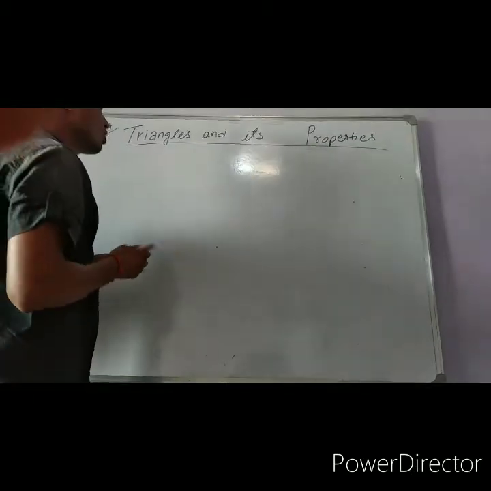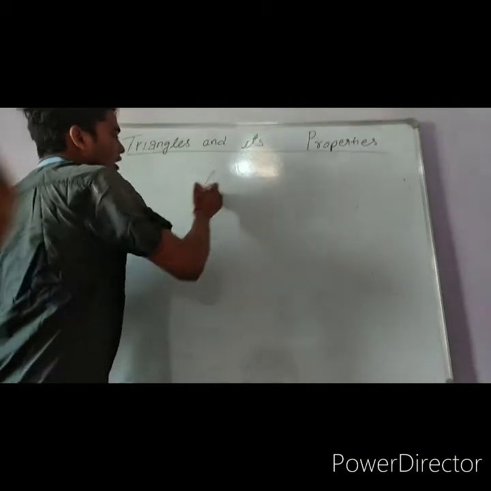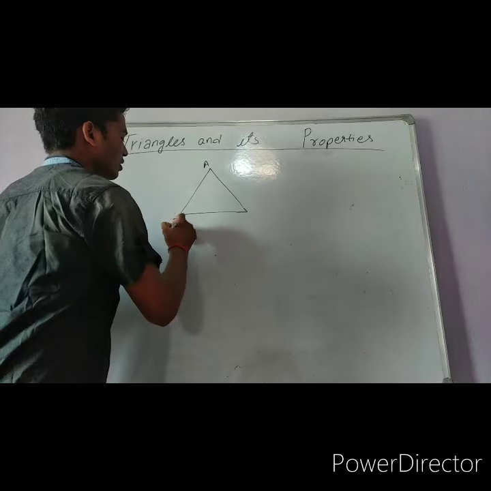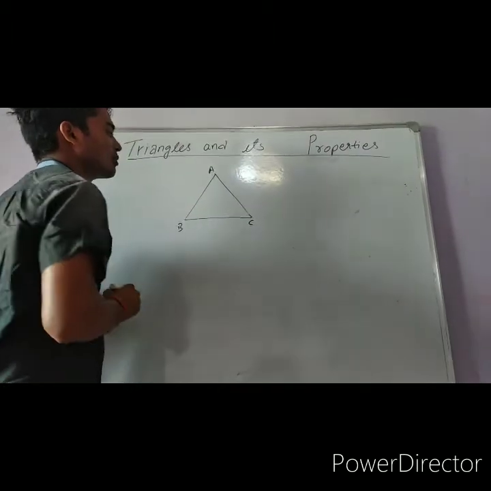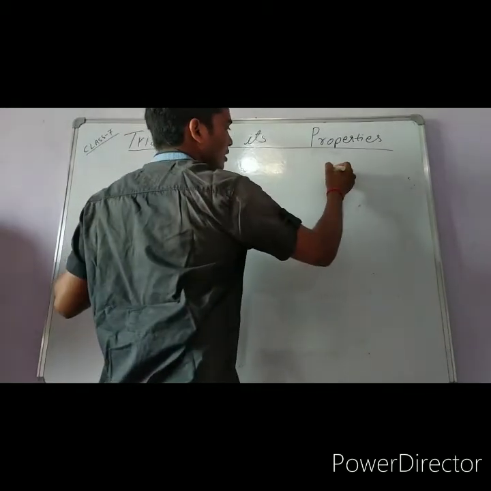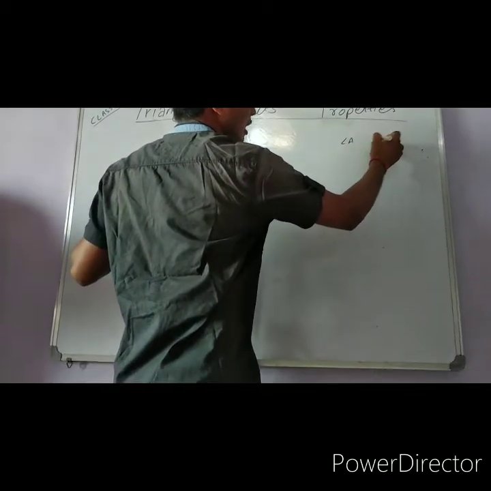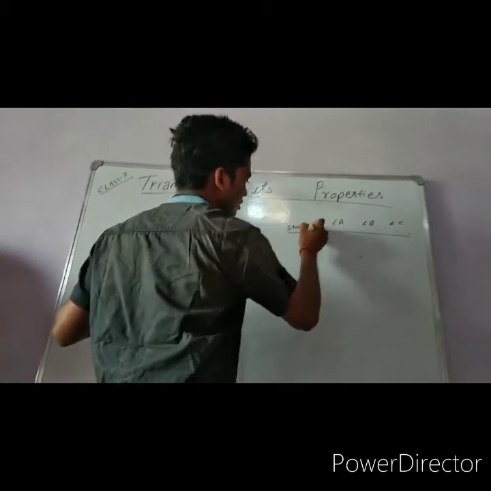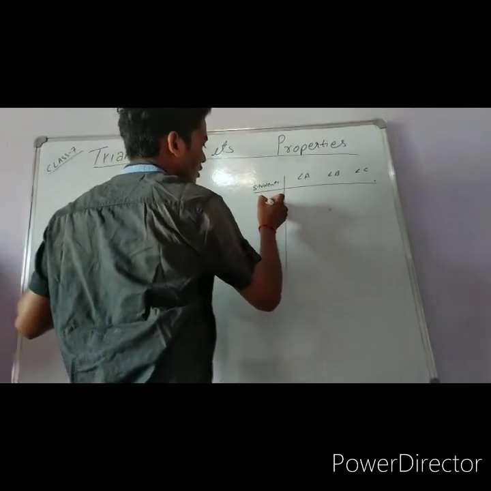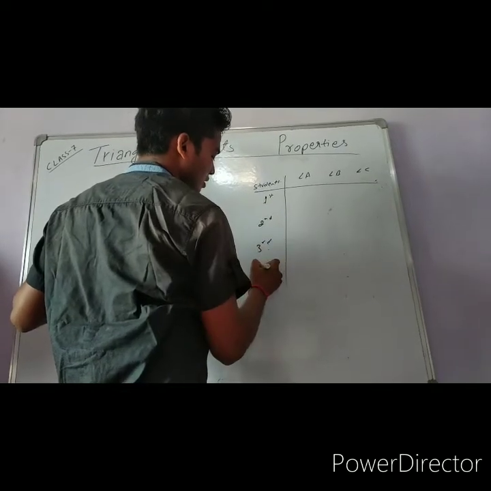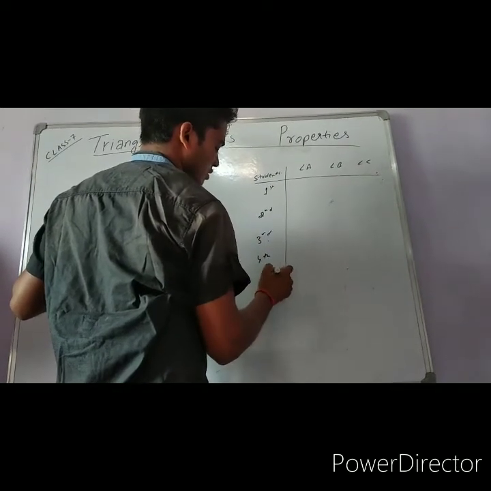First, all of you, just draw any type of triangle. Means you have to draw any type of triangle. Just I am taking angle A, angle B, angle C. And these are students. Students may be first student, second student, third student, fourth student, fifth student.